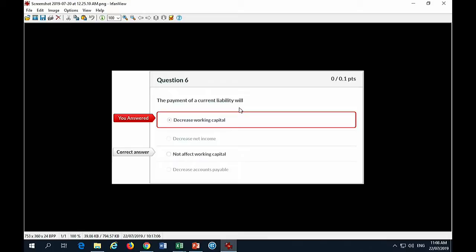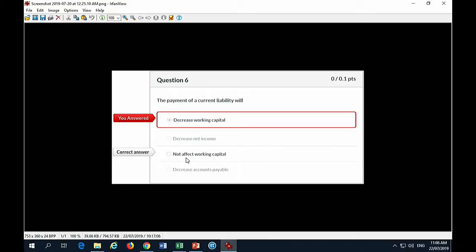When you spend $2,000 to settle the liability, there's a reduction of current liability of $2,000, and also a reduction of cash, which is a current asset, of $2,000. When these two both reduce by the same amount, the difference between them should remain the same. That is why the correct answer is not affect working capital. Is that clear? Anyone want me to explain it again?